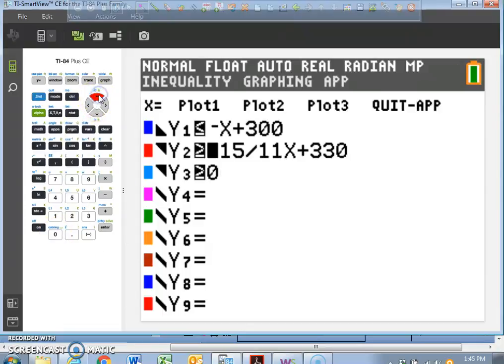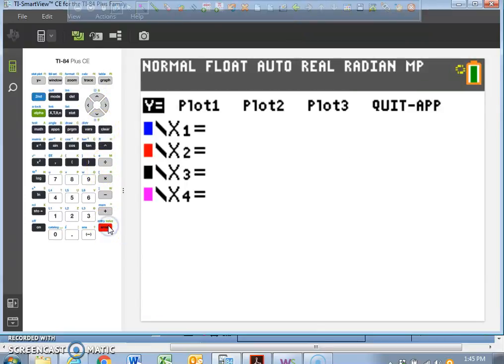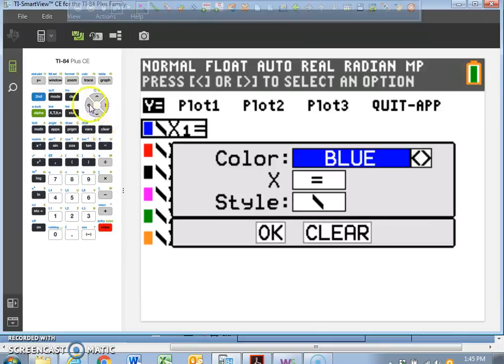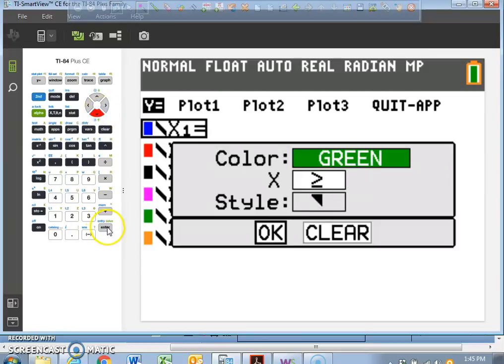And then the last one over here, I'm going to go up here to where it says X. Press that. I'm going to change this color to green, so we can see this is going to be green. There we go. And I'm going to change this to greater than or equal to 0.